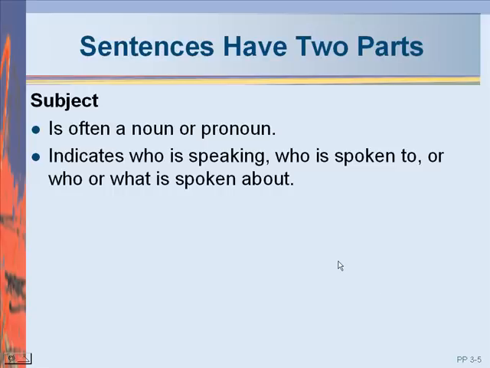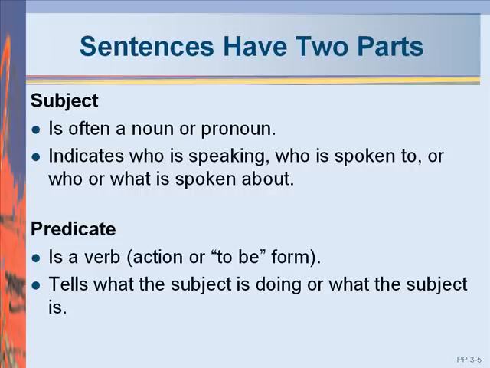A sentence has two parts, and these two parts are very important for you to learn about. A sentence has a subject, which is either a noun or a pronoun, and it indicates who's speaking, who's spoken to, or what is spoken about. The predicate is a verb, and this verb could either be an action verb or a form of to be: am, is, are, was, were, be, been, being. And the predicate tells what the subject is doing.